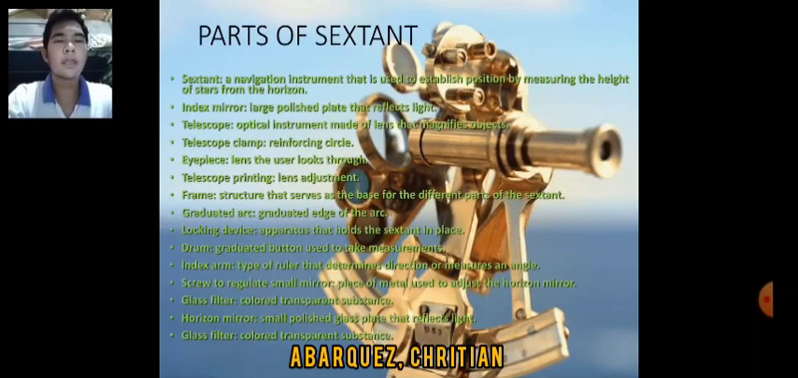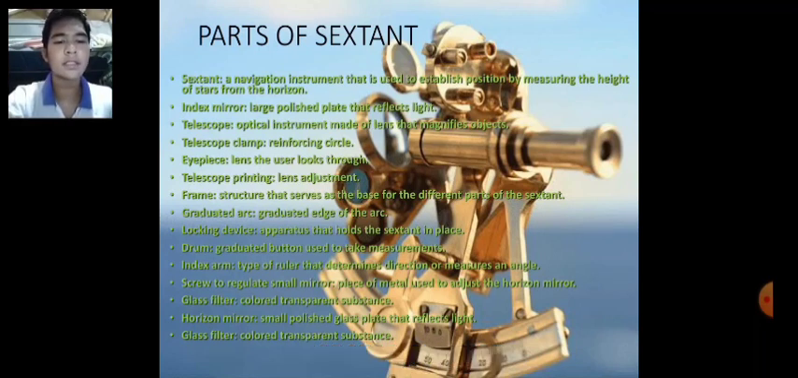So, for my given topic, sir, which is parts of the sextant. First, what is a sextant? A sextant is a double reflection navigation instrument that measures the angular distance between two visible objects. The primary use of the sextant is to measure the angle between an astronomical object and the horizon for the purpose of celestial navigation.